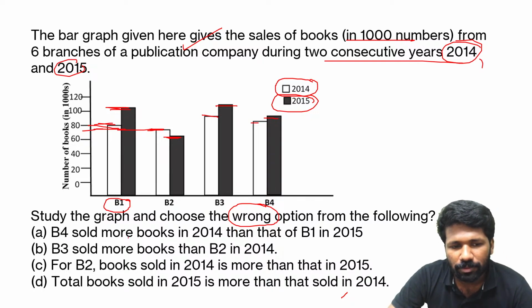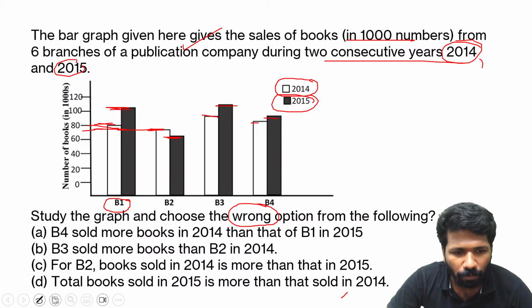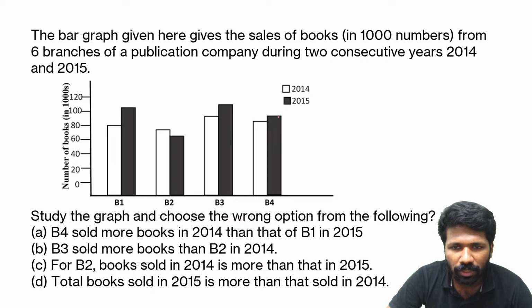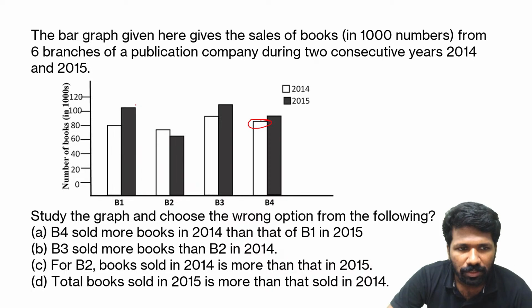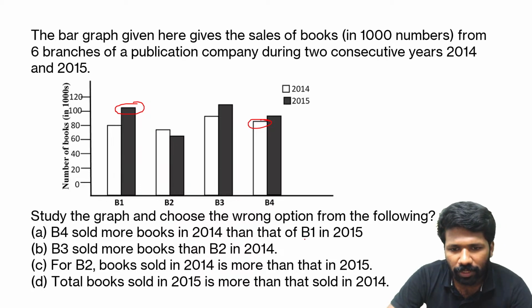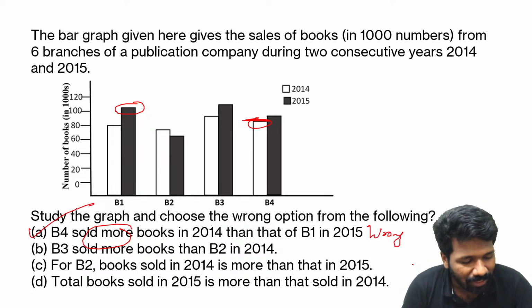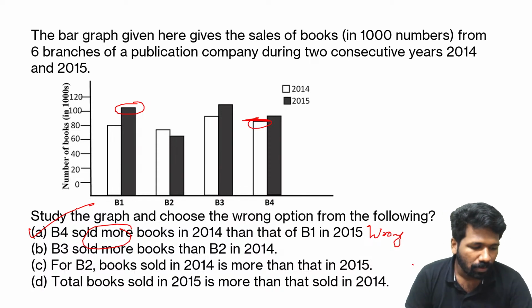So here: B4 sold more books in 2014 than that of B1 in 2015. B4 in 2014 means this value. B1 in 2015 means this value. B4 sold more books in 2014 than B1 in 2015? No, B4 sold fewer books. It is mentioned more books. That is a wrong statement. We need to find the wrong statement. So the first option itself is wrong. So that is the answer. Option A is the answer. All of you understood?